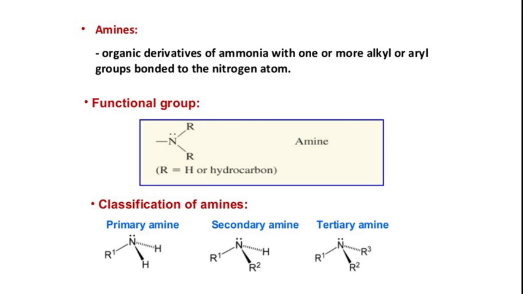So amines are classified into primary amine, secondary amine and tertiary amine based on the number of alkyl or aryl groups. If one alkyl group is on ammonia, that is a primary amine. If two alkyl groups, which may be the same or different, it is a secondary amine. If it has three groups, that is called a tertiary amine.